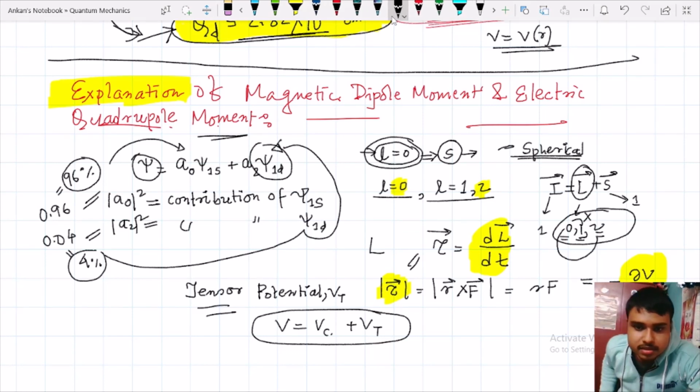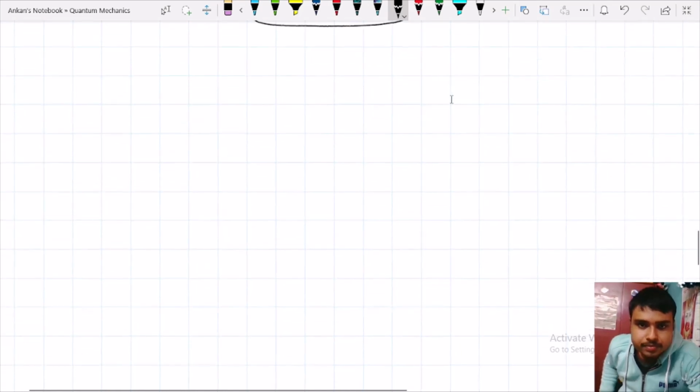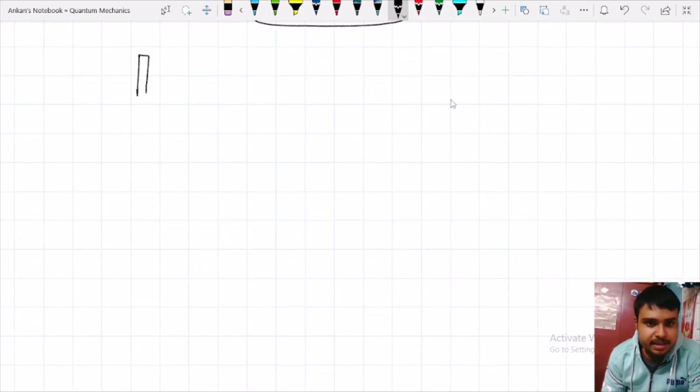Let us first study what happens if we place two bar magnets, with a north pole and a south pole. Let's shade it. Okay, this is the north pole and this is the south pole.